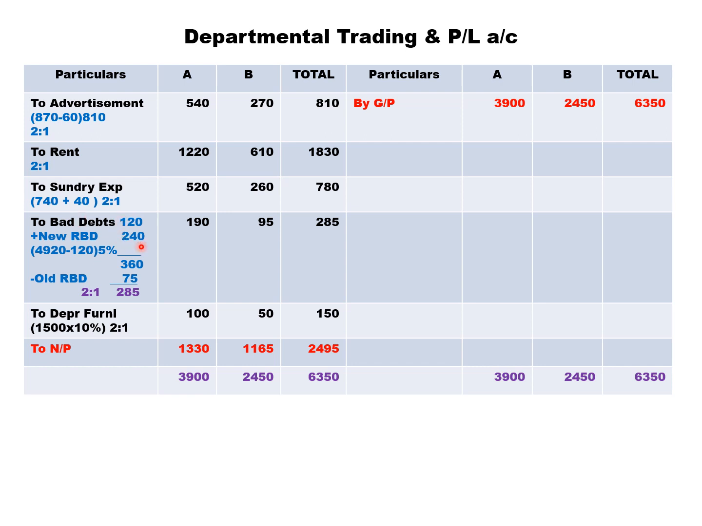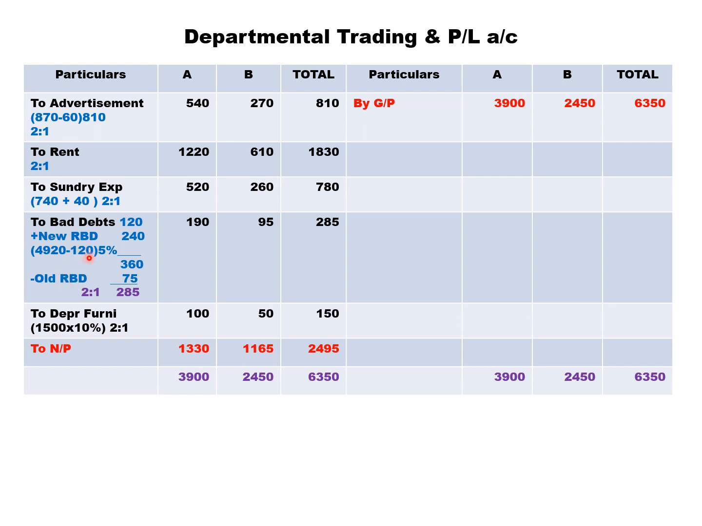Next we have bad debts given in adjustment 120. Add new RBD 240. So 120 plus 240 you get 360. Less old RBD 75. So we get 285. So 285 is to be distributed in 2:1. So new RBD will be given in adjustments. Old RBD will be given in trial balance.